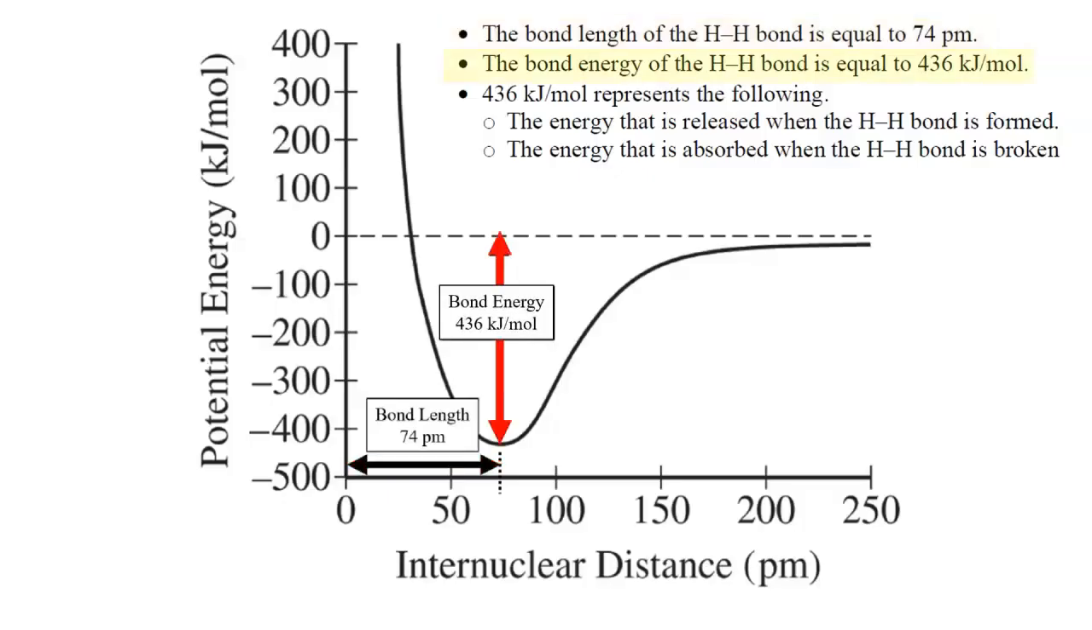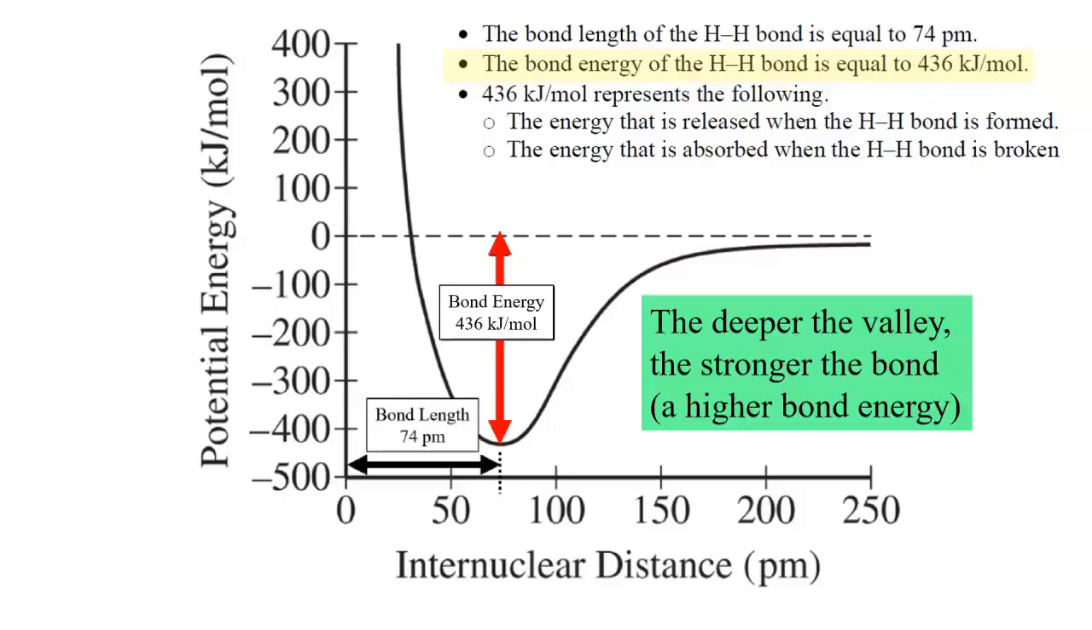And the depth of that valley, in other words, the difference between zero and the bottom in terms of potential energy, is the magnitude of the bond energy. On this diagram, it happens to be 436 kilojoules per mole. That number represents either the energy required to break the bond, or the energy released when the bond is formed. A phrase that I often use when teaching this in class, referring to bond energy, is: the deeper the valley, the stronger the bond. In other words, a higher bond energy on that curve.